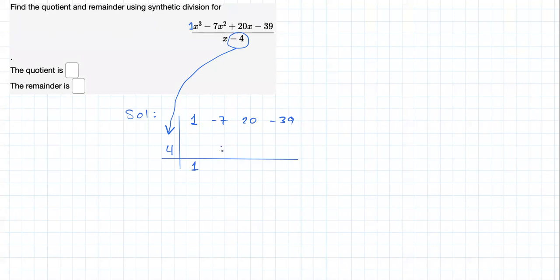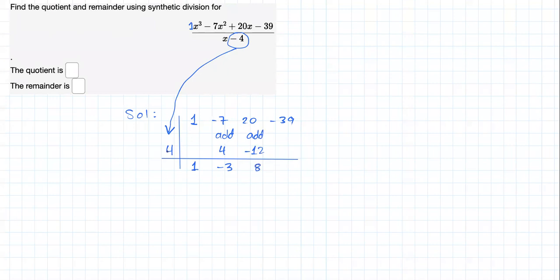1 times 4 is 4. Once you multiply by this number at the corner, right? Add these two numbers, minus 7 plus 4, that is negative 3. Negative 3 times 4, multiplying again, is negative 12. Add 20 plus negative 12, that is 8.